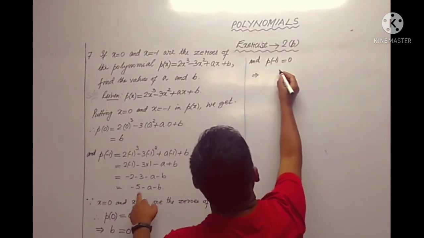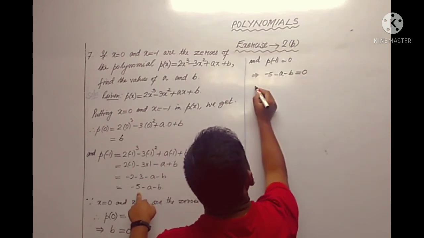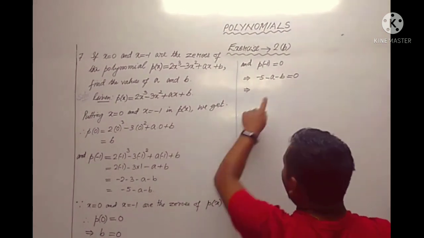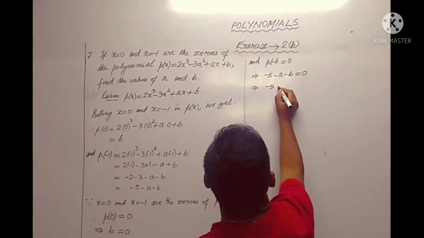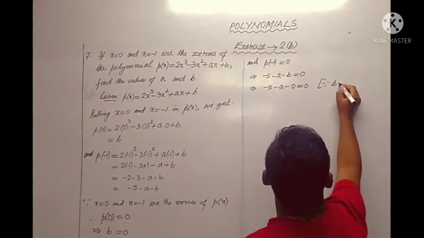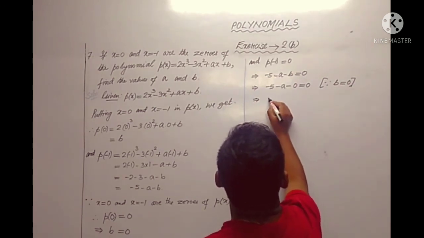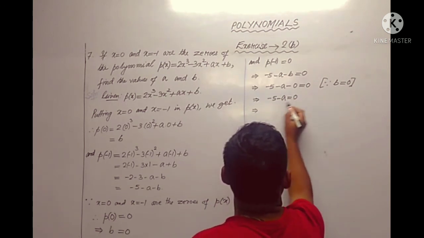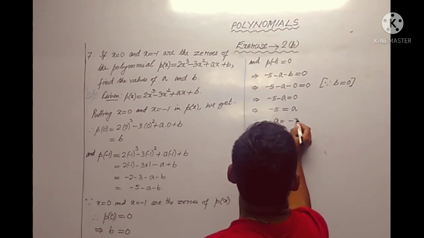Now what is p of minus 1? Minus 5 minus a plus b equals to 0. Now you have already got the value of b, which is equals to 0. Now find out a. Now since b is 0, I'll put this 0 here. Minus 5 minus a plus 0 equals to 0. You write down since b equals to 0. Now minus 5 minus a equals to 0. Now this a will go this side. Minus 5 equals to a, therefore a equals to minus 5. You write down.